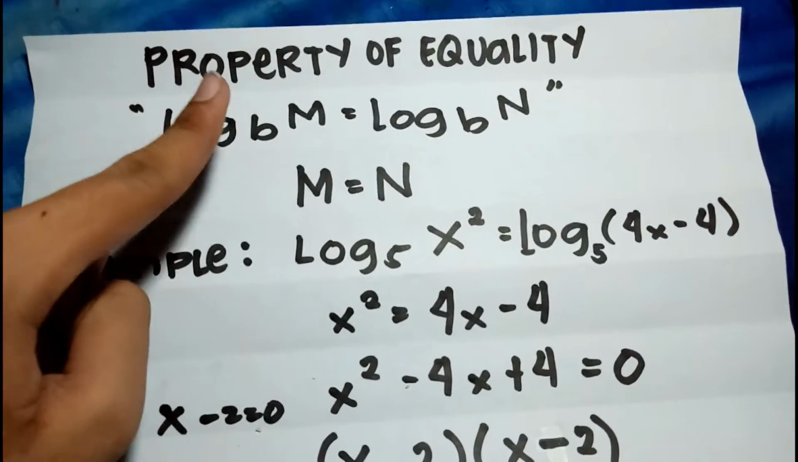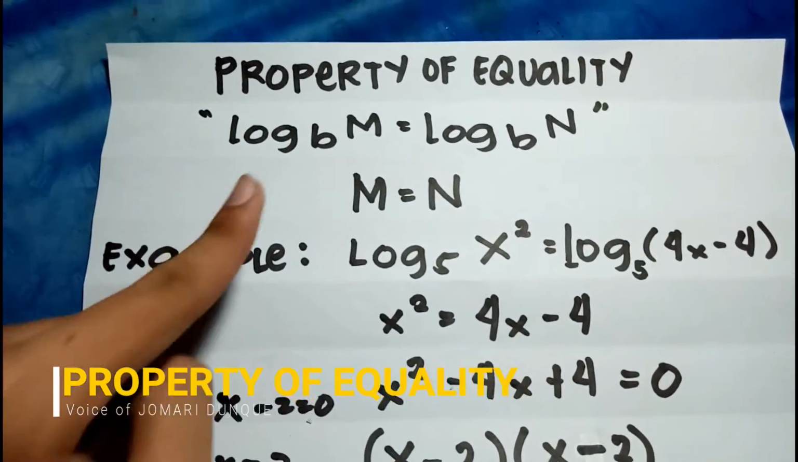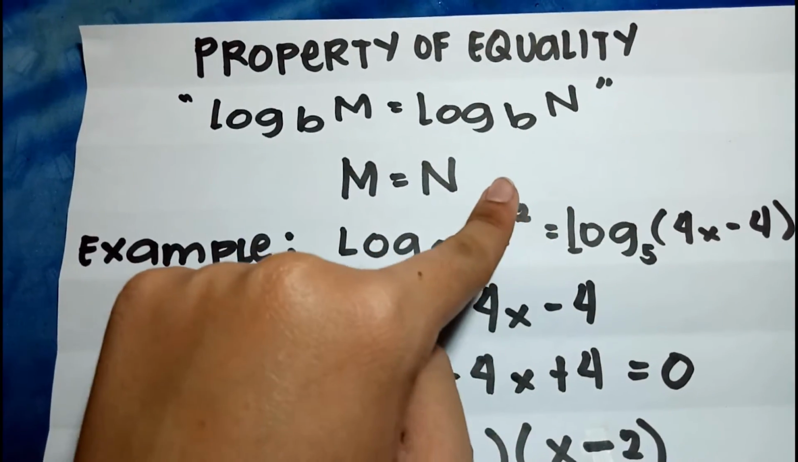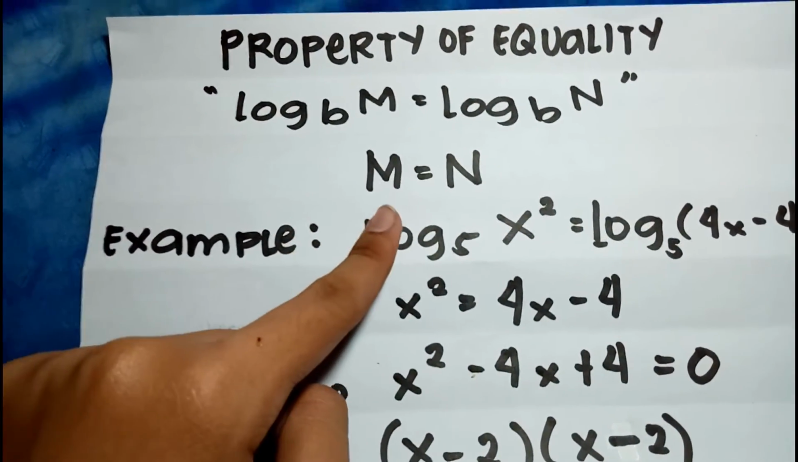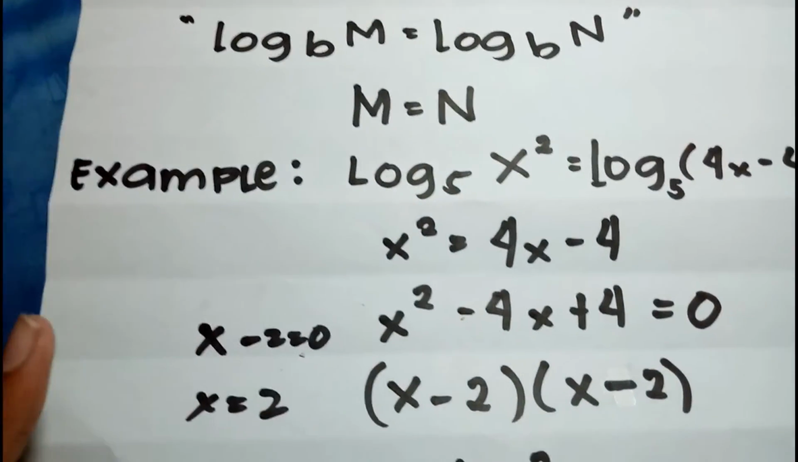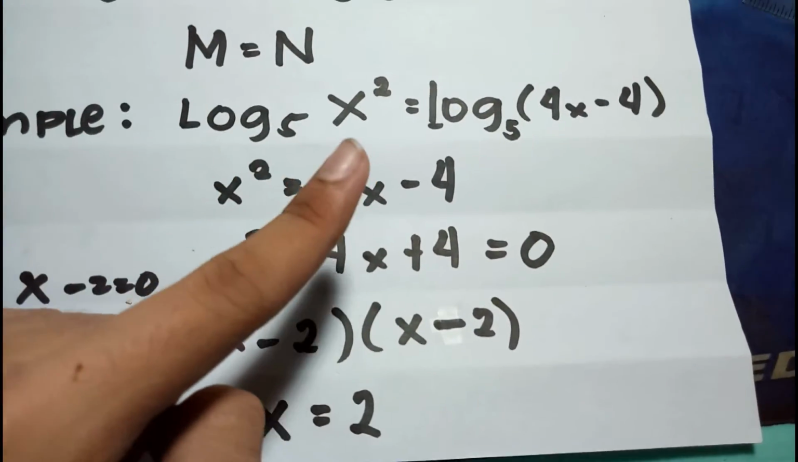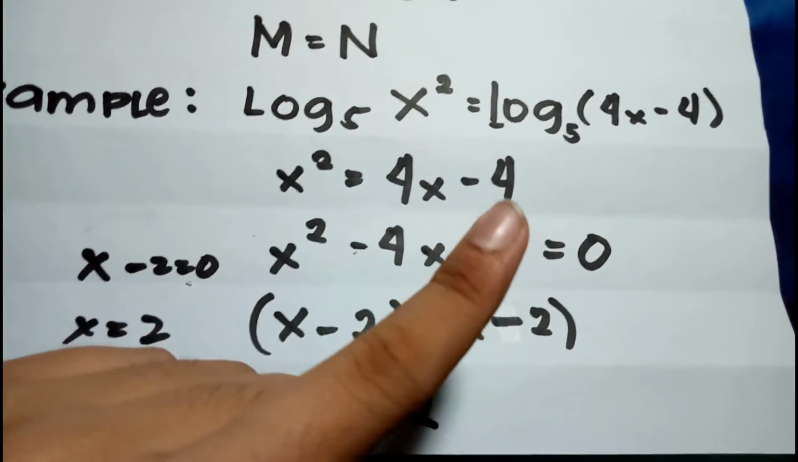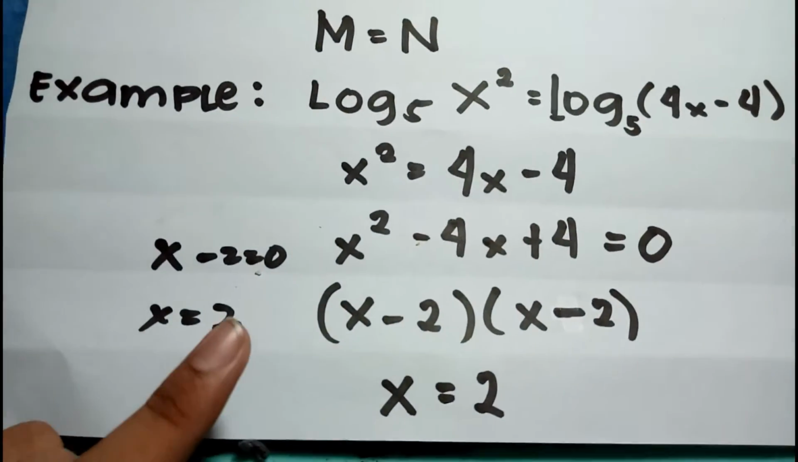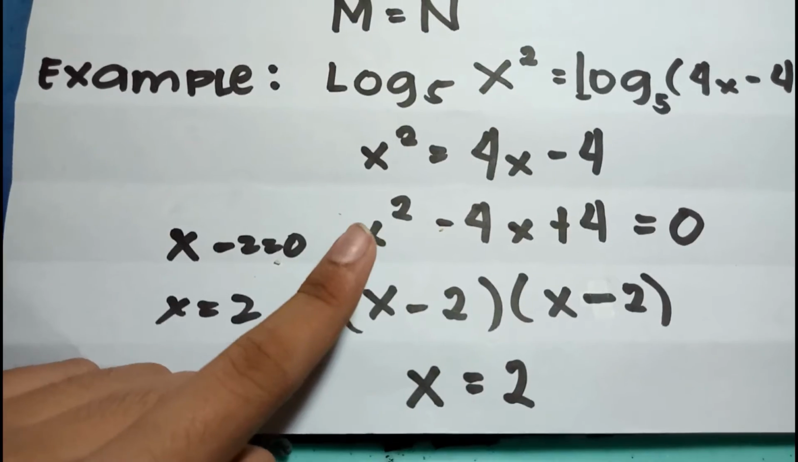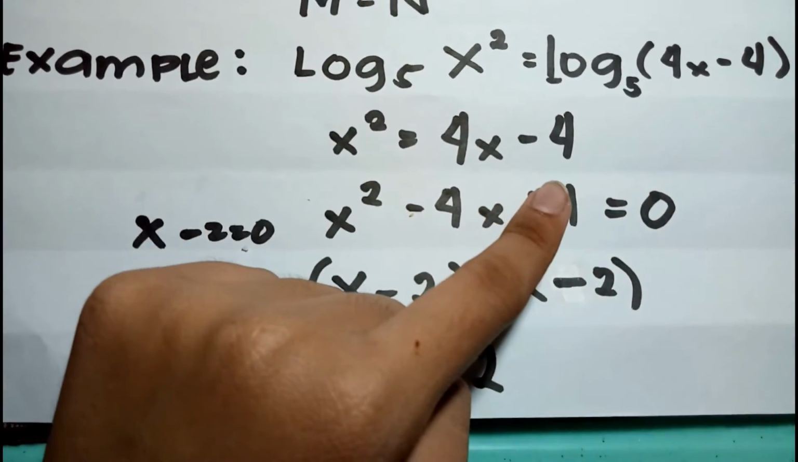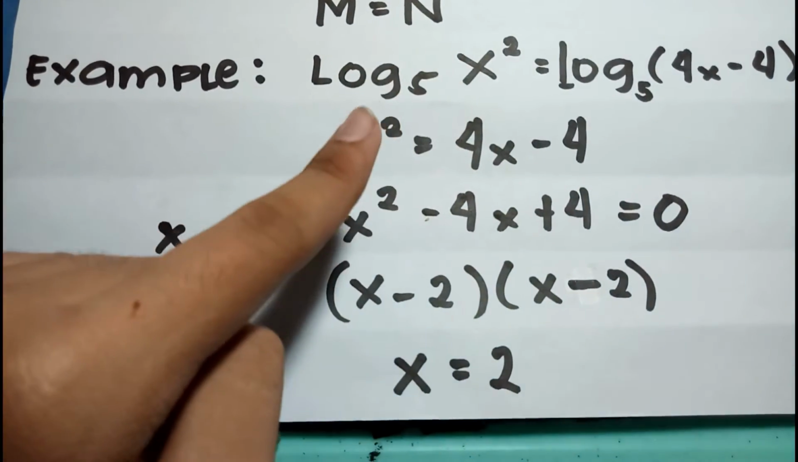Next one, the property of equality. Logarithm of m base b is equal to logarithm of n base b if and only if m is equal to n. For example, logarithm of x squared base 5 is equal to logarithm of 4x minus 4 base 5. And thereby we can conclude that x squared is equal to 4x minus 4. And we have to transpose the 4x to the other side.